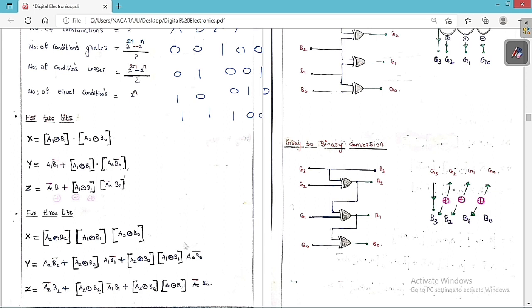So these are the expressions for the 3 bits, for A having 3 bits and B having 3 bits. So these are the expressions that we are always going to get.